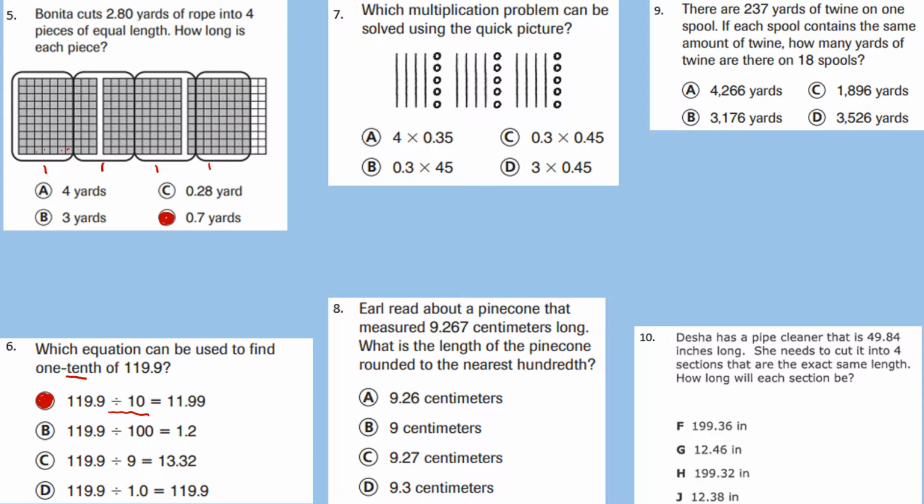Number 7, which multiplication problem can be solved using the quick picture? Well, how many groups do you see? 1, 2, 3 groups, so I'm multiplying by 3. How many are in each group? 10, 20, 30, 40. 1, 2, 3, 4, 5. I've got 45 hundredths in each group. So look at my choices, which one shows 3 groups of 45 hundredths?